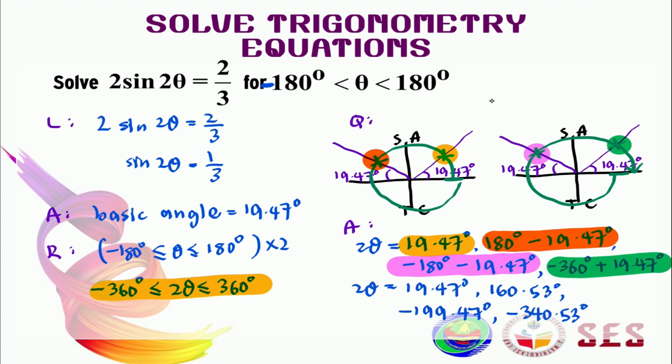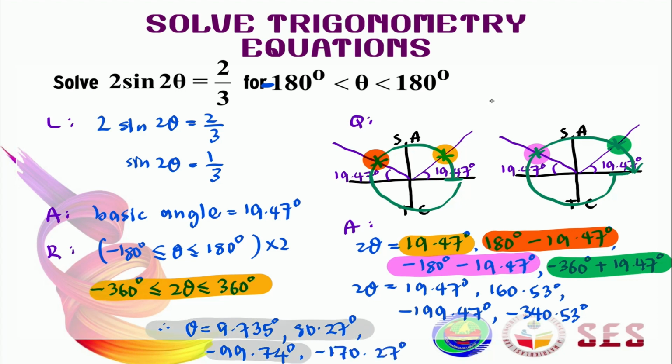So we are going to divide everything here by 2. Therefore, our final answer would be theta equals to 9.735 degree, 80.27 degree, negative 99.74 degree, and negative 170.27 degree. Right, so this is our final answer.